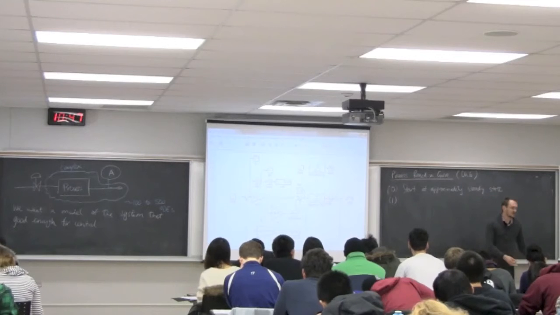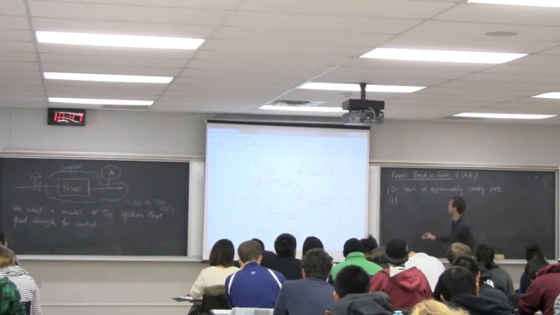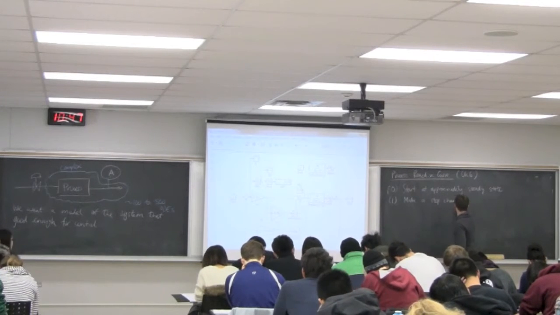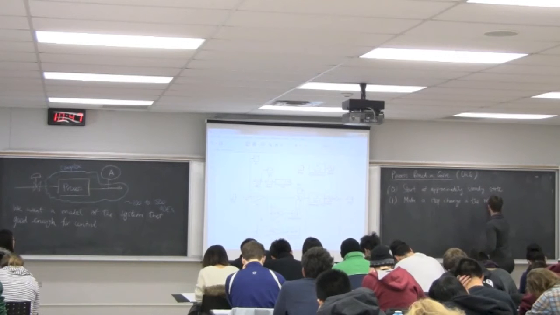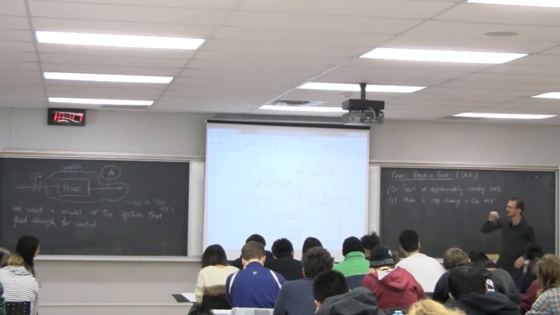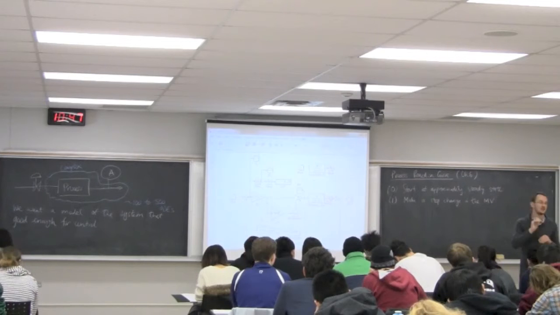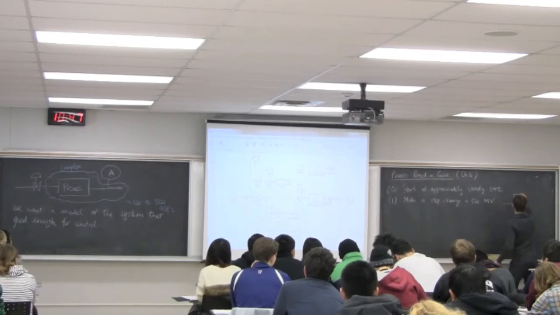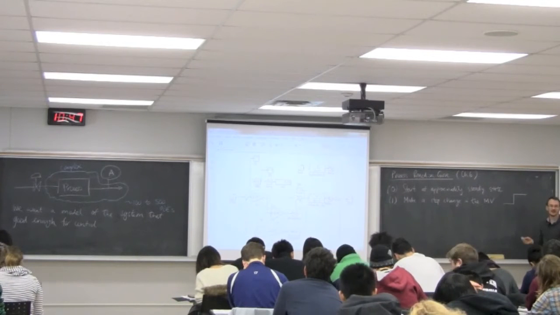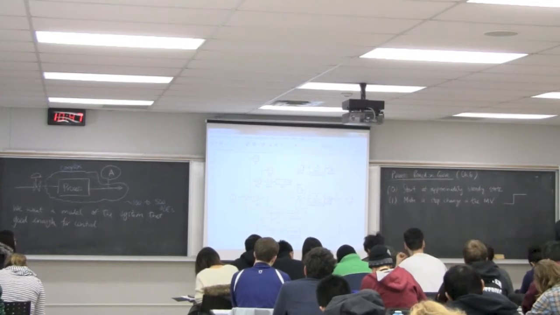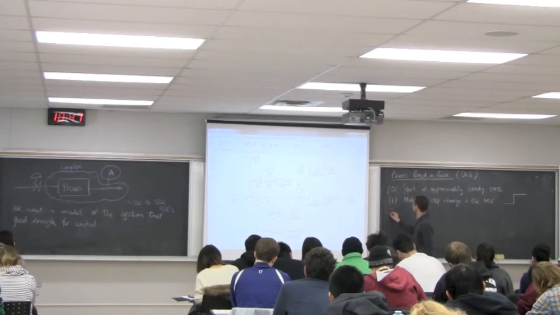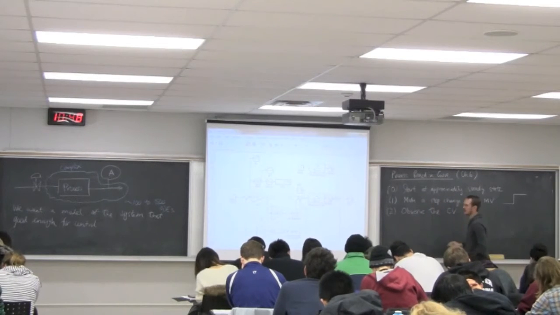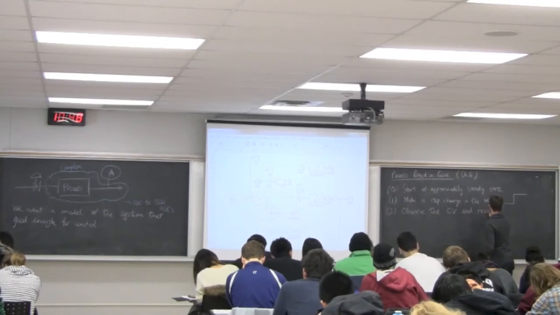So our experiment is as follows. We make a step change in the manipulated variable. So simply go to that valve over there and make a change in a stepwise manner in that manipulated variable. How big should that step be? We're going to look at some guidance in a minute. And what you do next is you observe the control variable and record the values.